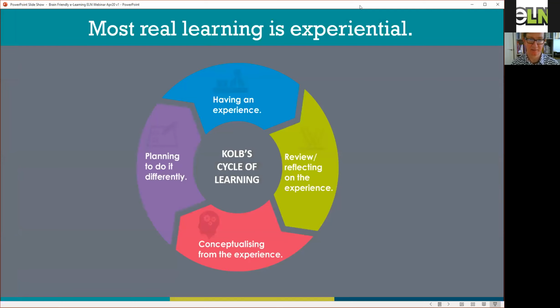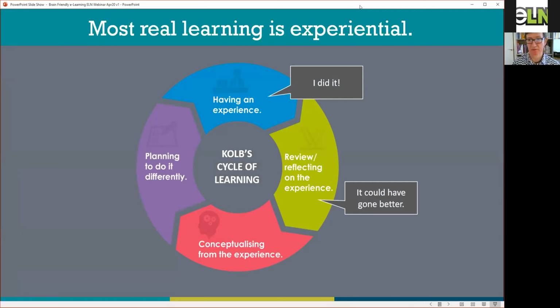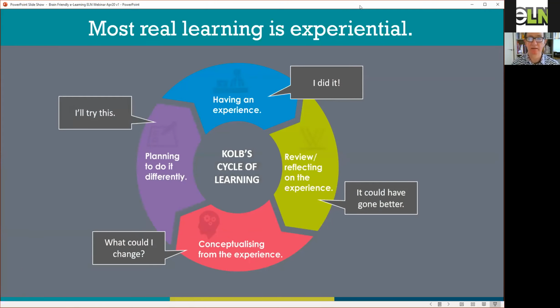Learning is much more experiential, especially workplace learning. I'm talking about teaching people how to do stuff in the workplace. So generally people learn by doing. And so I'm a big fan of Kolb's cycle of experiential learning. You try something, you did it maybe not very well. You think, well, what could I do to make that better? It could have gone better. And then you say, well, what could I change? So that's the conceptualizing. What can I do to make that better? And then you plan to do it differently, and you work around that again. So in some ways, I like to see it as almost like a spiral staircase, and you continue to go around that loop.